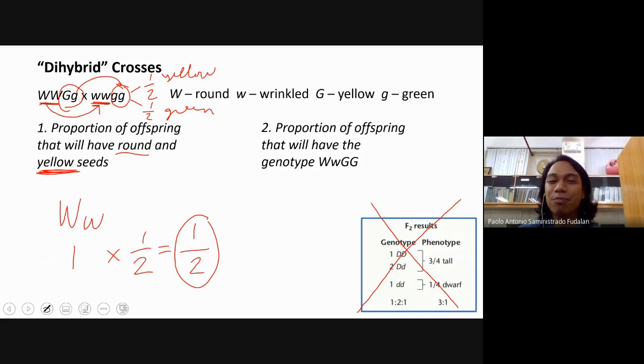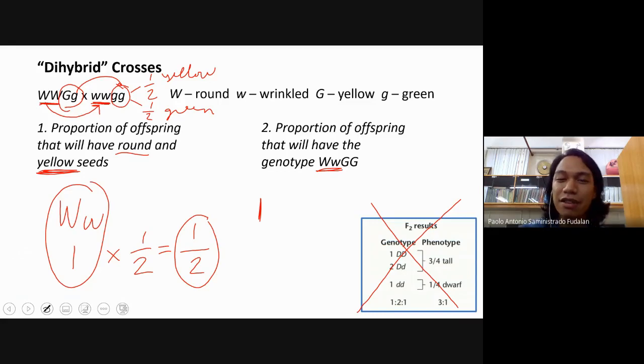Next, proportion of offspring that will have the genotype big W, small w, and big G, big G. For big W, small w, we already figured it out here. Big W, small w is sure, so that's 100%. So our only thing to figure out now is big G, big G.